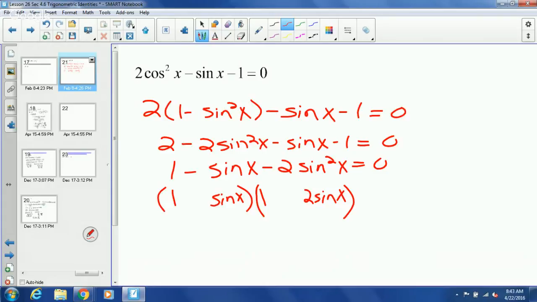All right, when you factor that, if you left it in this order, this is what you should have, but you've got to get your signs there, okay? So this should be plus here and minus, because I want a minus in the middle, okay? And at this point, I've got two factors, I can set them equal.